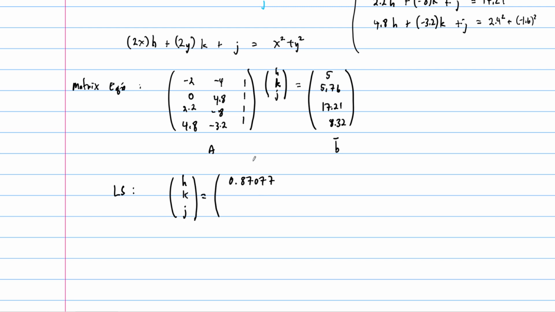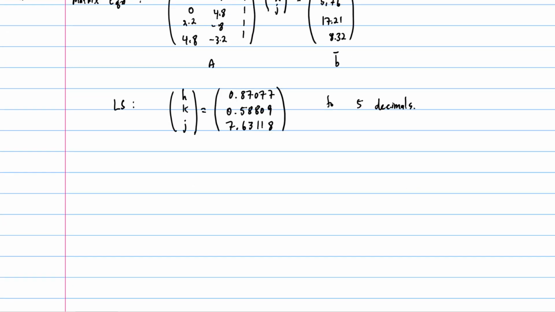0.87077, rounded to 5 decimal places. It didn't tell us what to round to, so I determined on my own that 5 was good enough. Again, in practice, you'll probably have some significant digits or some reason to choose an accuracy level. The second entry is 0.58809, and then the last one is 7.63118. And so again, this is rounded to 5 decimal places.